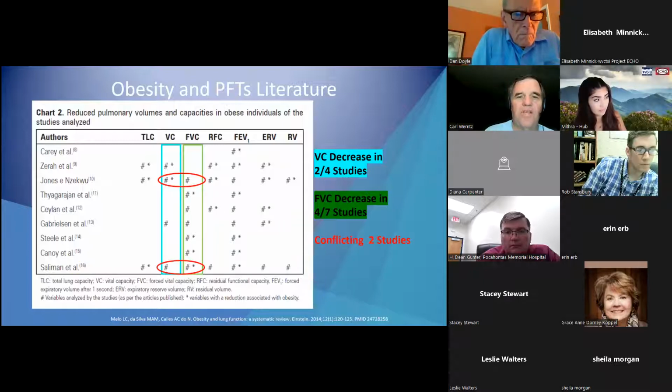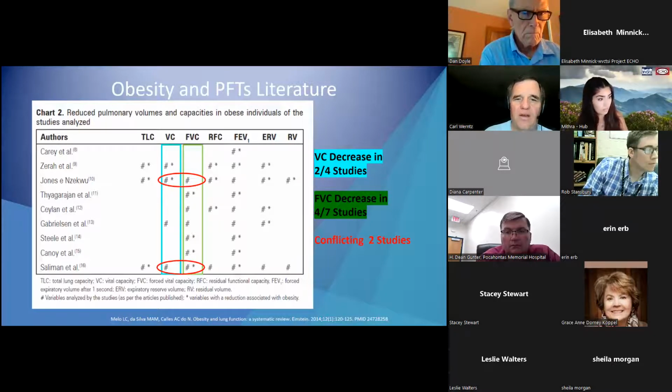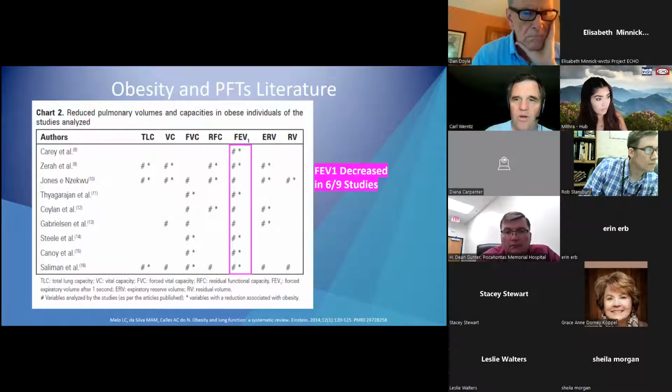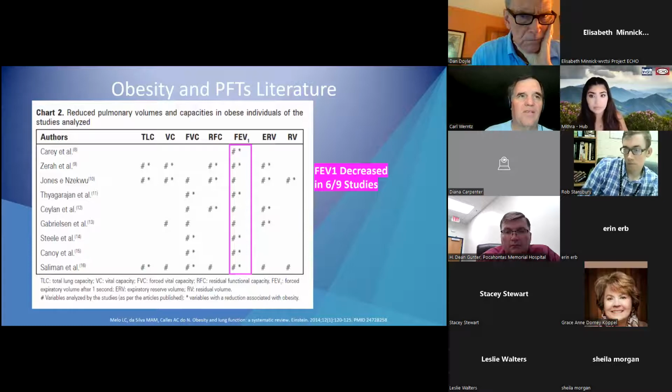But there are some studies where the vital capacity went one way and the FRC went the other way, which is kind of confusing. That may have something to do with the impact of obstructive disease, because in really bad obstructive disease, you do a slow vital capacity and you may get better data, as I'm sure most everybody is aware. The FEV1 went down in 6 out of 9 studies, so that's actually more than half.